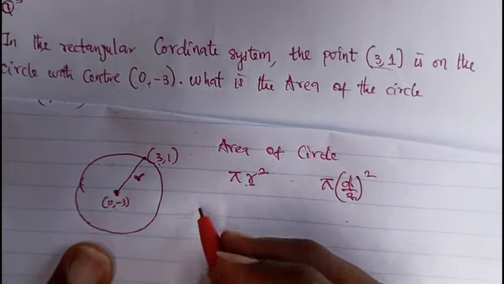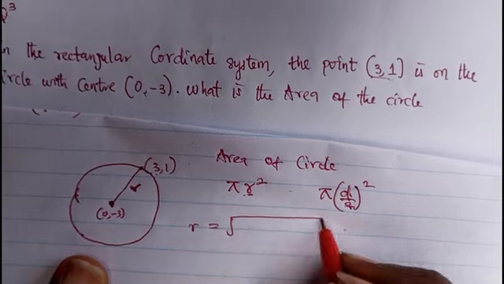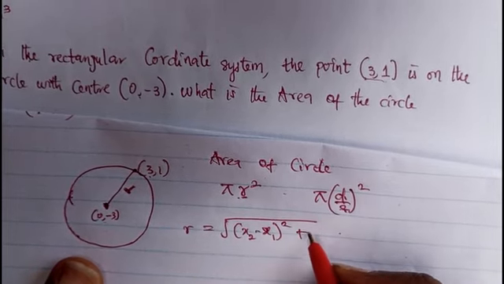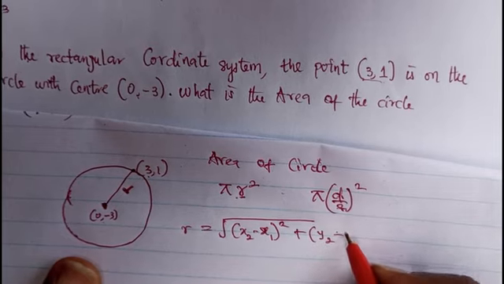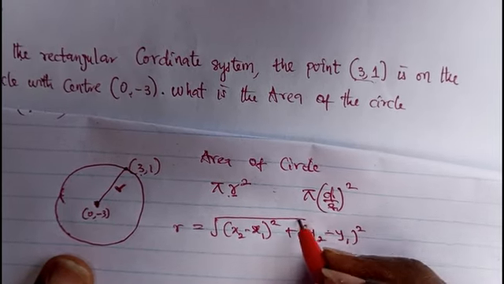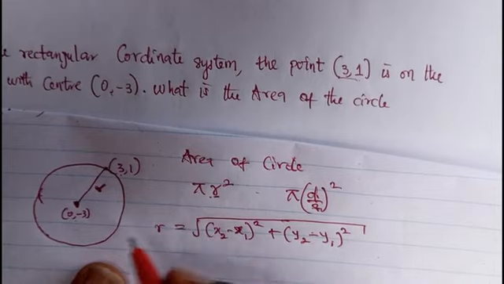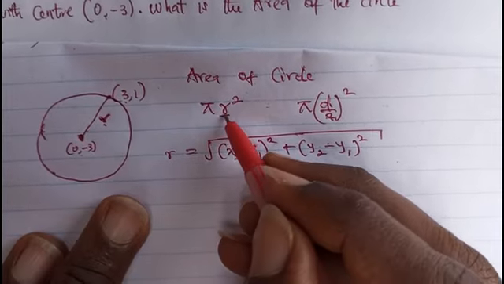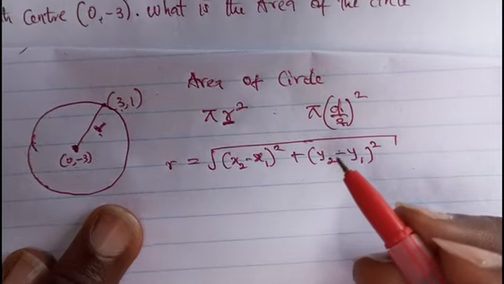Now the distance is given as r is equal to the square root of (x2 minus x1) all squared plus (y2 minus y1) all squared. This is the formula for the distance, and this distance is the same as the radius. So if I can get the radius, then I'll just plug it into this area formula, and that's all.